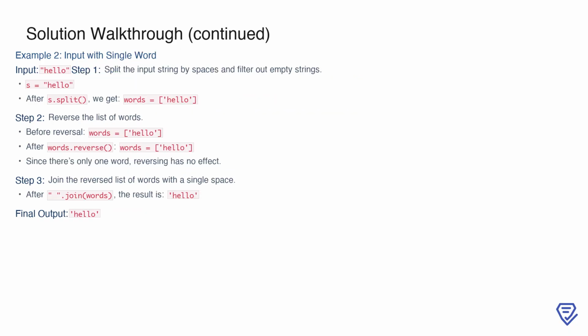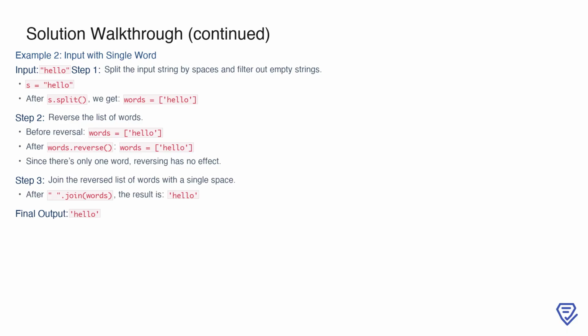Now, let's look at an example where the input string contains only a single word. The input here is "hello." Again, the first step is to split the string by spaces. Since there are no extra spaces, splitting results in a list containing just one word, hello.